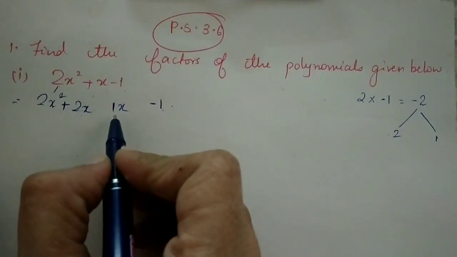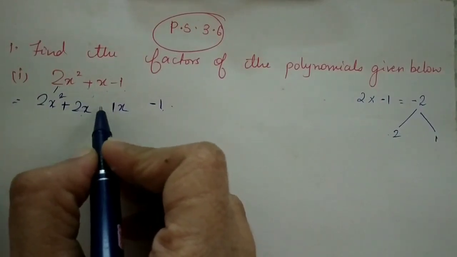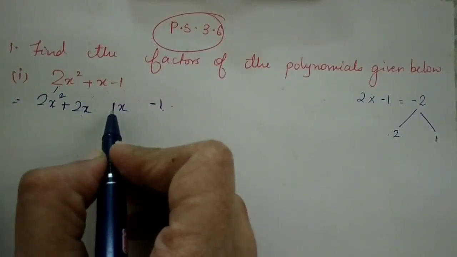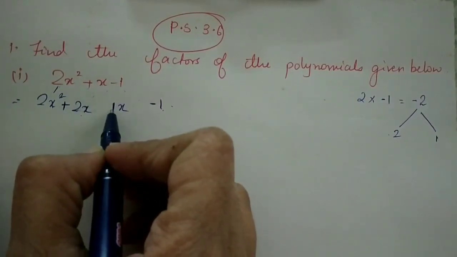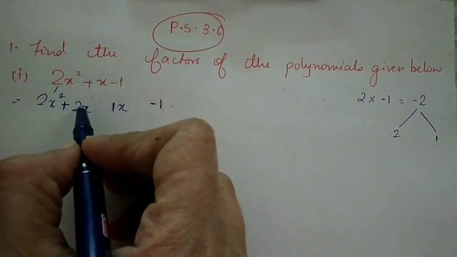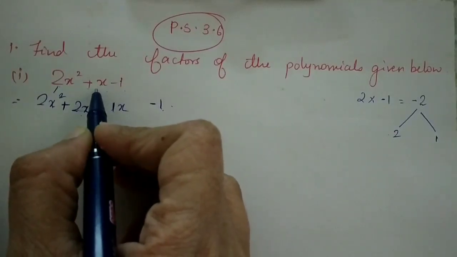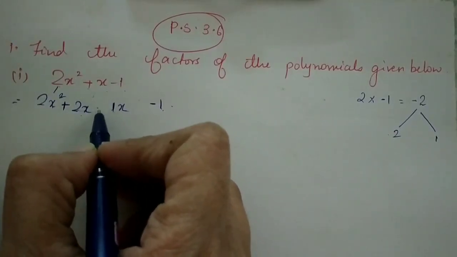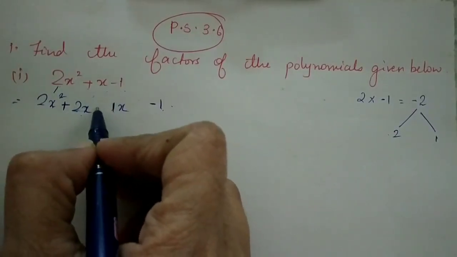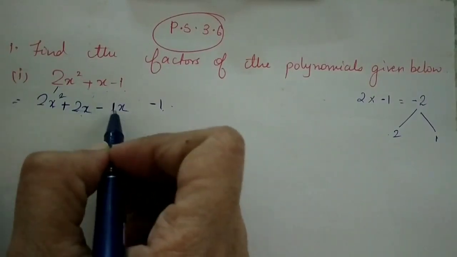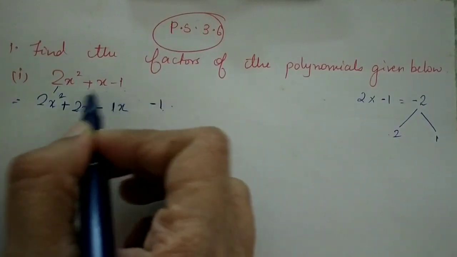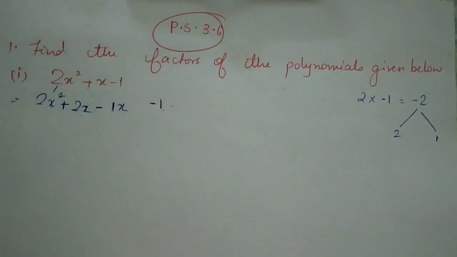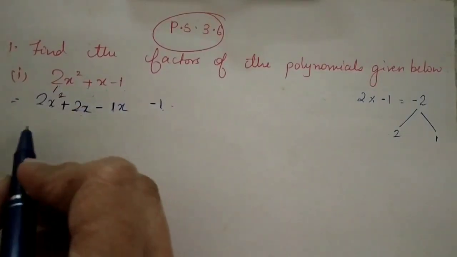Now what sign will I put to 1? If I put plus 1 here, then 2 plus 1 will become 3. I don't want 3 here, because I want the total of these numbers to be this number. There is no 3 here, so I'll put 2 minus 1. So 2 minus 1 is 1, with the sign of the bigger number. So this is how we split the middle term. The first sum you may find a little difficult, but as you go on solving more sums, you'll understand it in an easy manner.